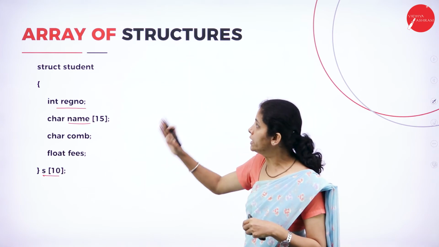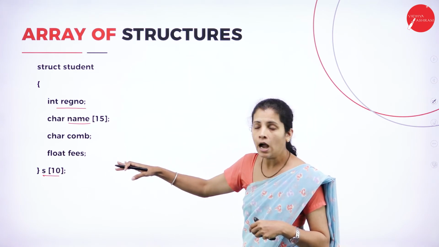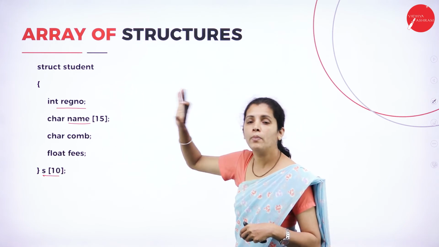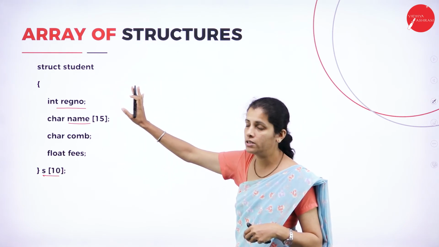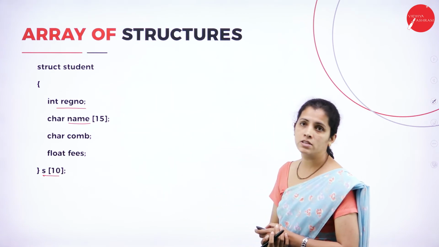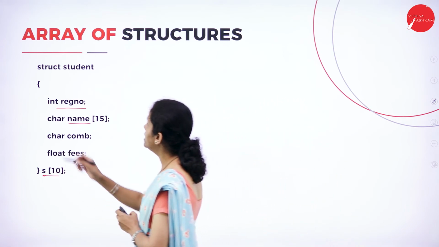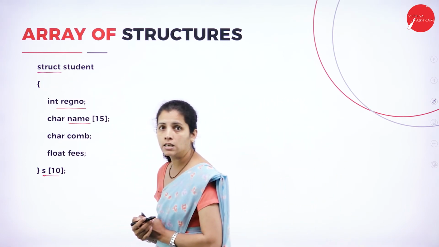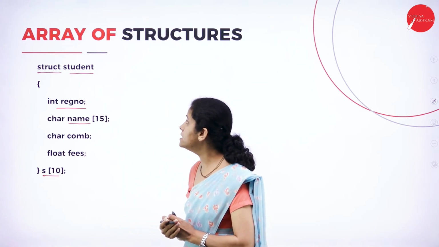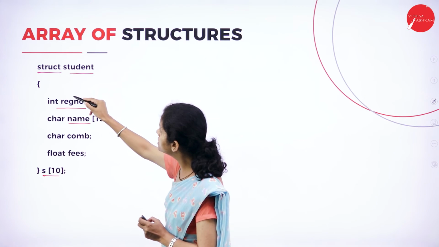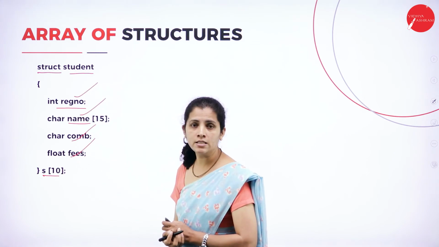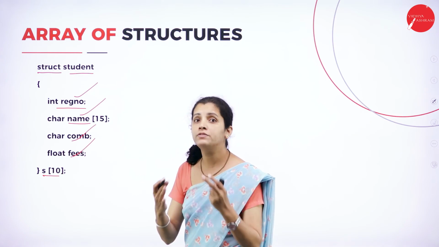So I'm going to create array of structure, and each structure holds a particular record or particular student information. And this kind of declaration is known as array of structure. So dear student, I'm going to use the keyword struct. Along with that, I'm going to specify the structure name and the fields I'm going to have here. That is register number, name, combination as well as fees.